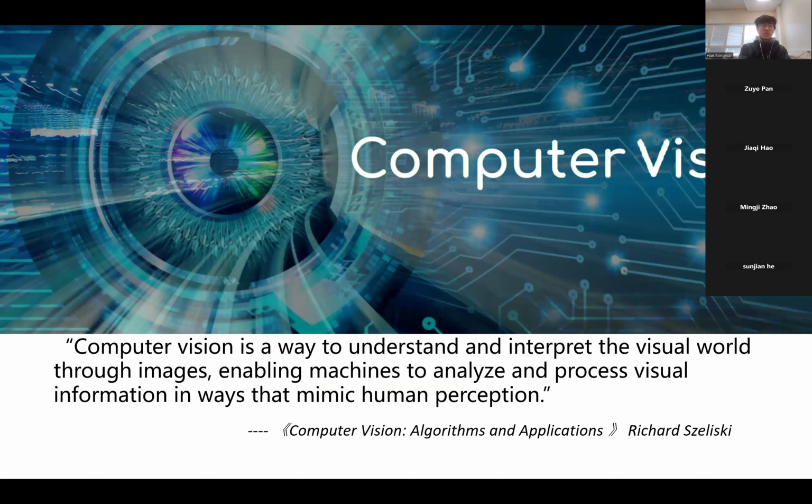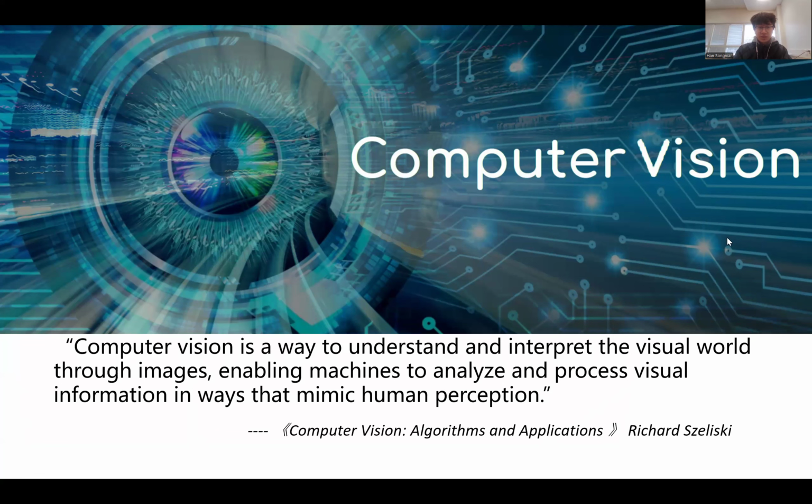There is a definition of computer vision from a textbook, Computer Vision: Algorithms and Applications, written by Richard. He said computer vision is a way to interpret the visual world through images, enabling machines to analyze and process visual information in ways that mimic human perception. This definition may be a little complex, so I will break computer vision into main parts and introduce them one by one.